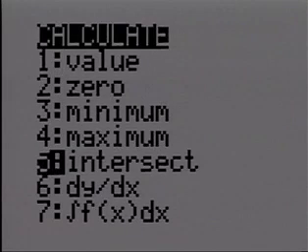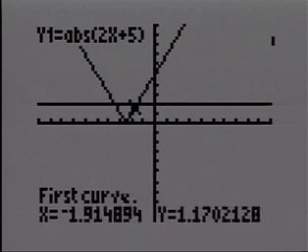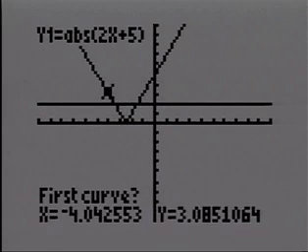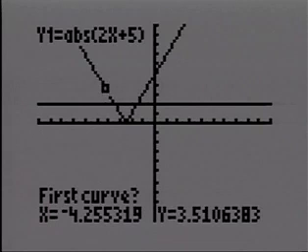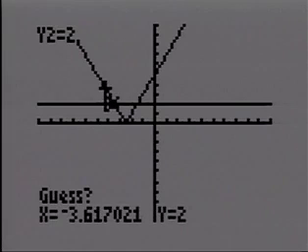So I use the intersect feature, second trace. Choice number 5 is intersect. And I'm going to find the one on the left first, so I'll kind of move my cursor over here in that vicinity. Press enter to select the first curve. Press enter to select the second curve and move the cursor over close to the intersection. Press enter again. And it's telling me the intersection is at negative 3.5. So that indicates one solution is x equal negative 3.5.